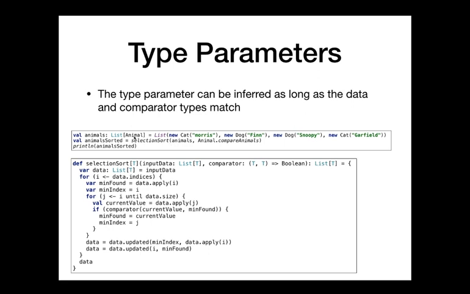For example, if this was a list of dogs that we want to sort with the animal comparator, we might have to specify the type parameter in that case. But as long as everything's consistent, Scala's going to figure it out and know that I want T to be animal in this case.